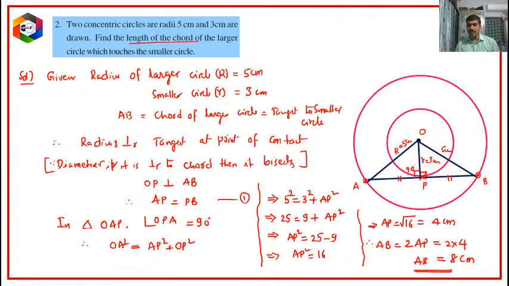Now since it is a right angle, in the triangle OAP, OA square is equal to AP square plus OP square, and we know that OA is the radius of the larger circle, 5 square, is equal to OP, the radius of the smaller circle. So AP square is 16. So AP is 4, and since PB is also equal to AP, the total chord length will be 2 times AP, which is 8 centimeters.